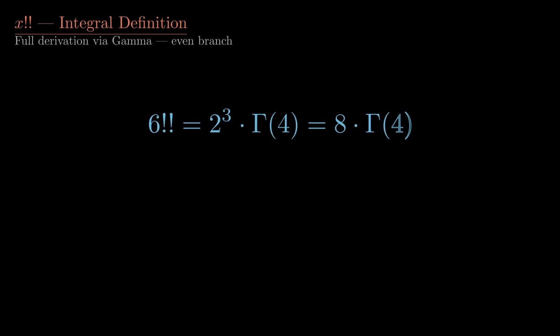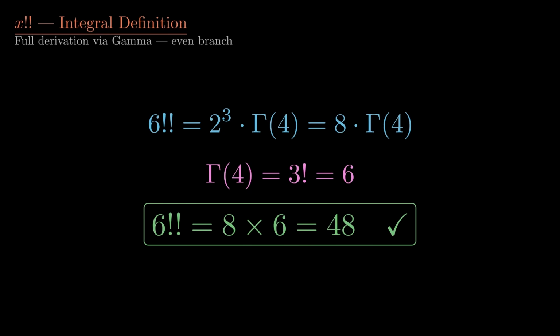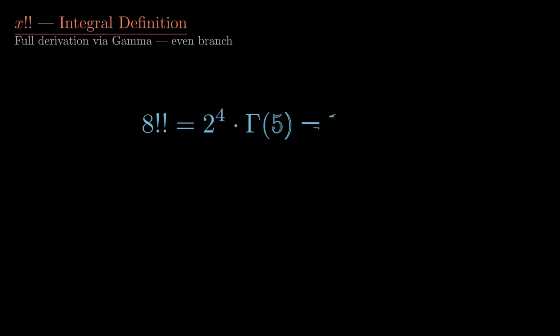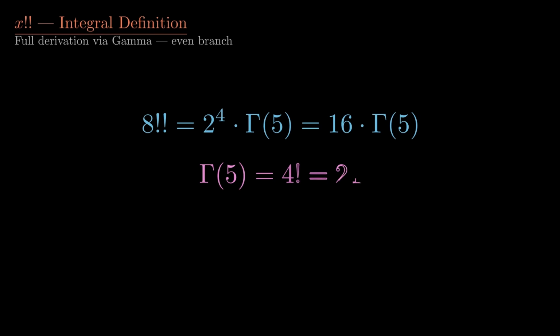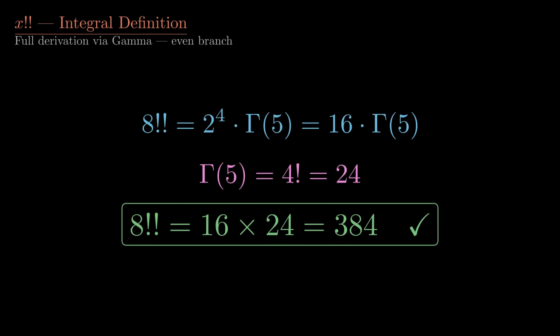For 6 double factorial, the formula simplifies to 8 times gamma of 4. Since gamma of 4 is 3 factorial, or 6, we get exactly 48, matching our discrete calculation perfectly. Moving up to 8 double factorial, we have 16 times gamma of 5. Gamma of 5 is 24, and 16 times 24 gives us 384. The logic holds. The even branch of the double factorial is now fully integrated into the continuous world of the gamma function.